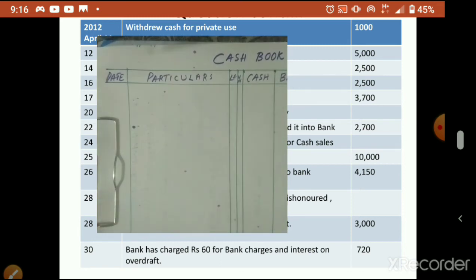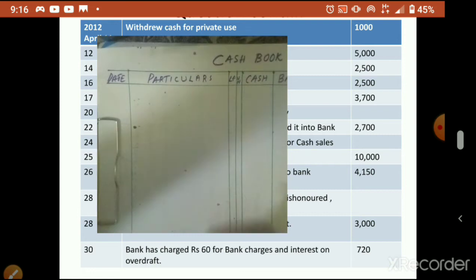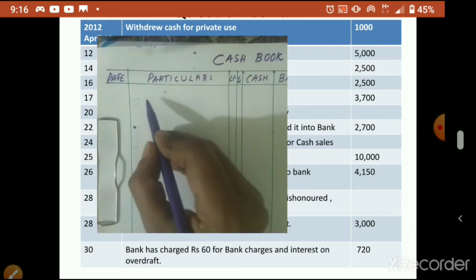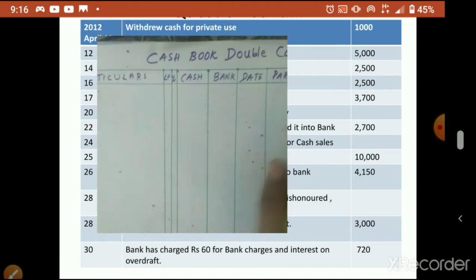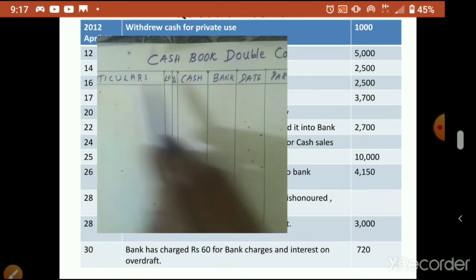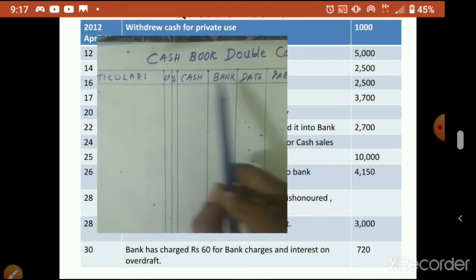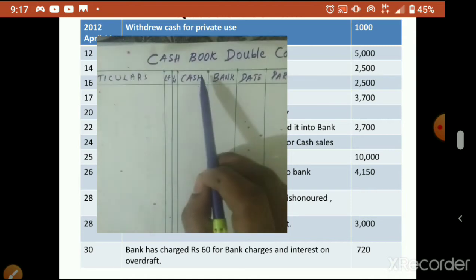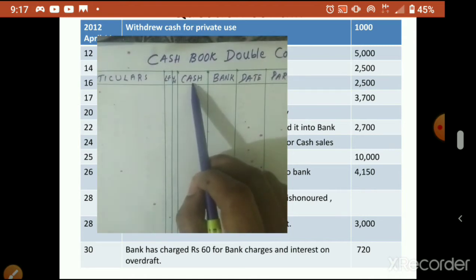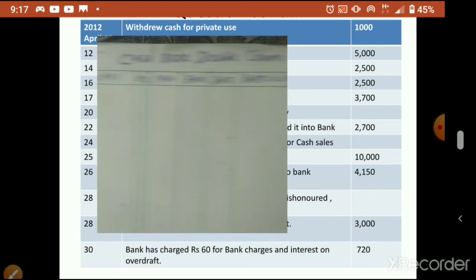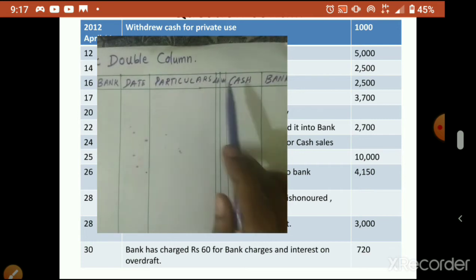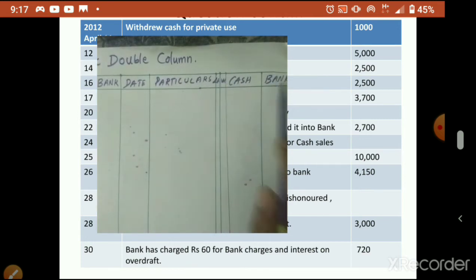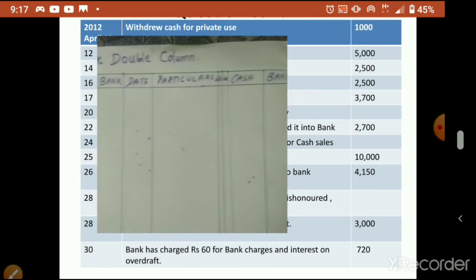So here the columns and headings: head cash book, double column, then date, particulars, LF/VN, cash, bank. So this is the difference. Single column cash book means only cash column will be there. Now double column cash book, you need cash and bank column. Then again date, particulars, again LF/VN, cash, bank. Okay, so these are the columns we require.